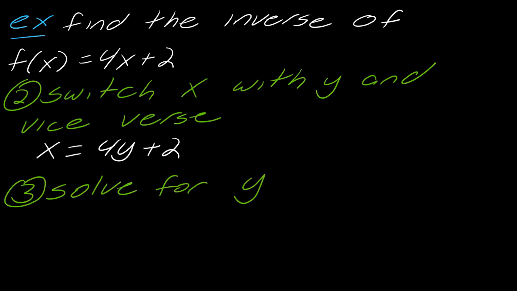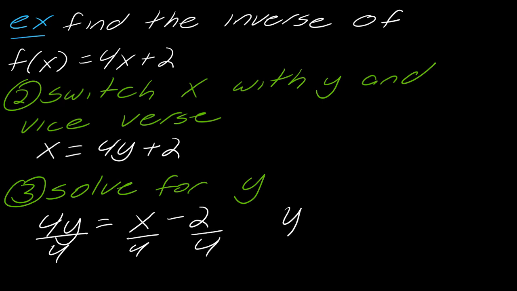Okay, and from here, what you want to do is solve your equation now for y. So I have this x equals 4y plus 2. Just do whatever you have to do to solve for y. What I'm going to do first is subtract the 2. And then I'm going to divide everything by 4. And I like to write things in fractional form. So I would write this as 1/4 x minus 1/2.